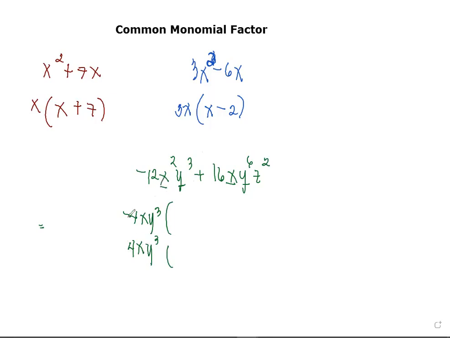Okay, negative 12 divided by negative 4, the answer is positive 4. Negative 12 divided by 4, the answer is negative 4. Okay, x squared divided by x, the answer is x. So, ganun din po dito, x. Y cube divided by y cube. Okay, so cancel nyo na siya.